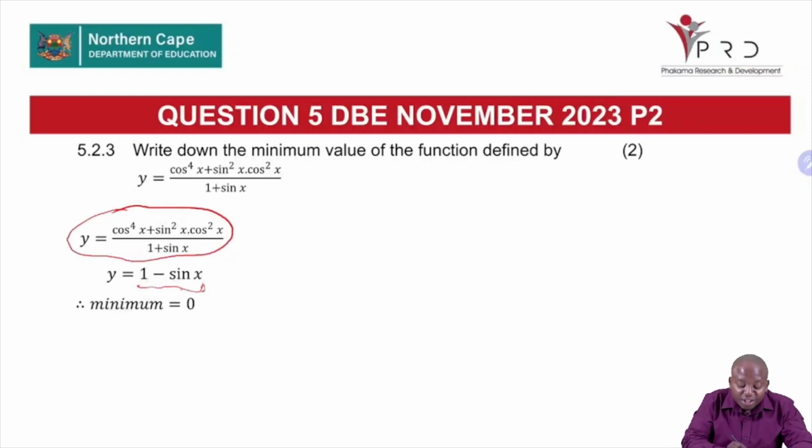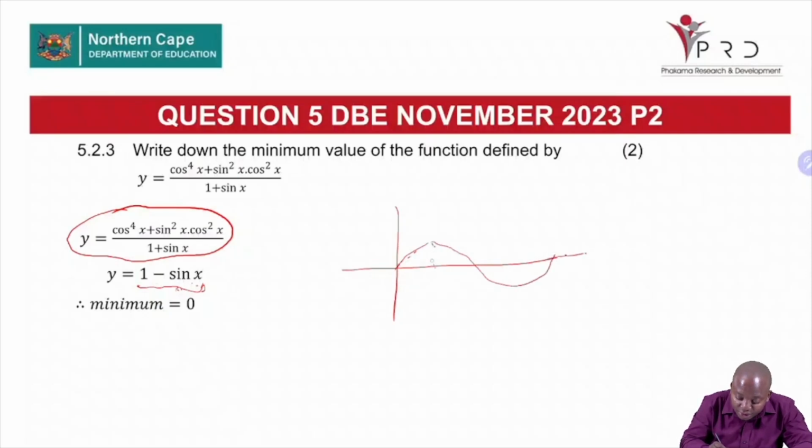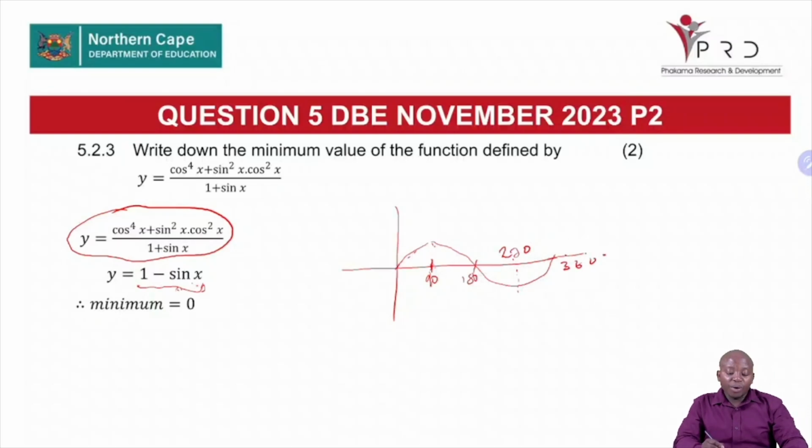Now, when you're looking at this, 1 minus sin x, the minimum value in this case will be 0, because this is just going to be our normal sin x. So you can think about a normal sin graph first. It goes like that. So that's how we interpret this question. This is 90, 180, 270, 360. So that is our normal sin graph.